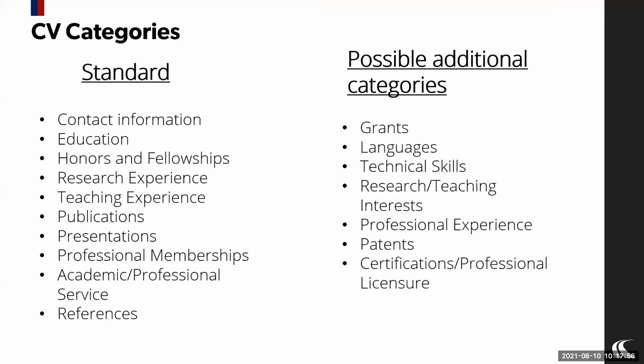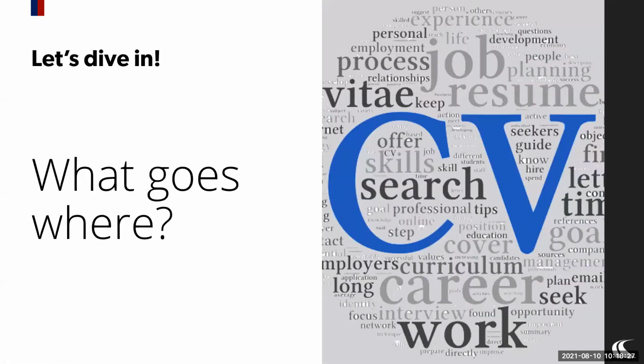So these are some of the categories that you may see in CVs. Standard means you're going to use these categories in any CV. There are additional categories based on what you're applying for, as well as on what your experience might be. So you'll see in the column on the left standard things that every CV is going to have. On the right, the categories depend on what you're applying to and what your own personal experience is. So the big question is, what goes where?